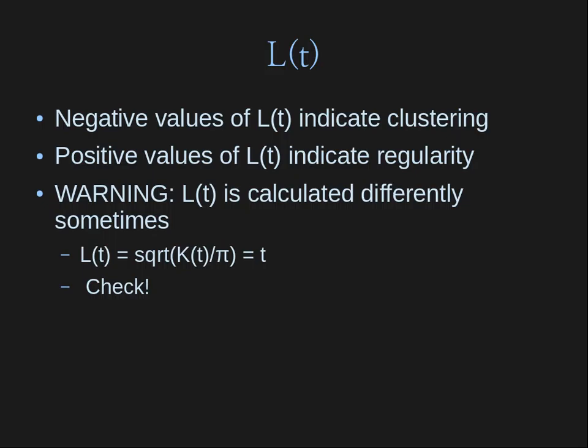So it's a 1-to-1 relationship. At distance 1, the expected is 1. At distance 10, the expected is 10, and so on. It's a linear relationship. That's a little bit less easy to visualize, but if you're reading a publication that is using the L statistic, check which way they're doing it, and they will usually say what version they're using.